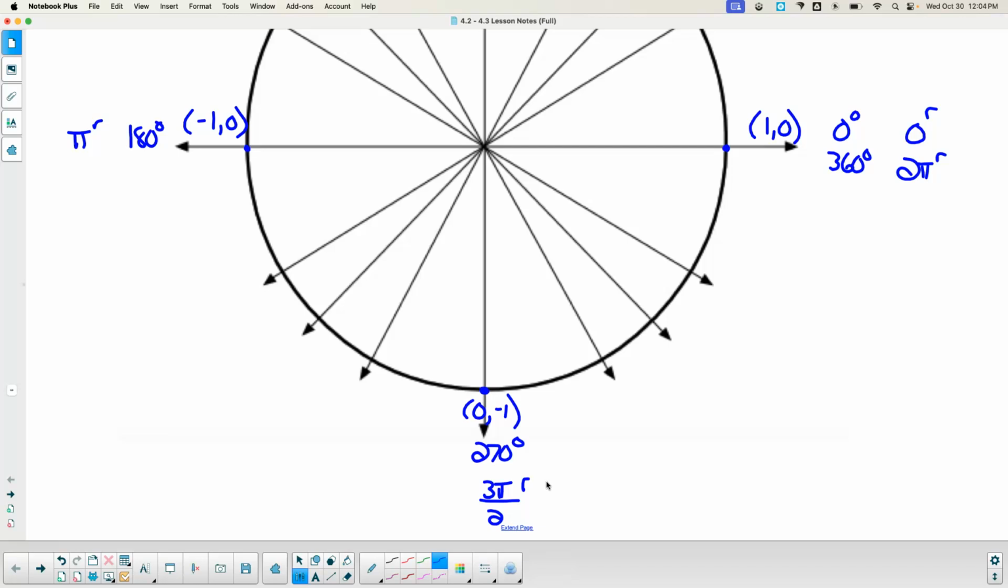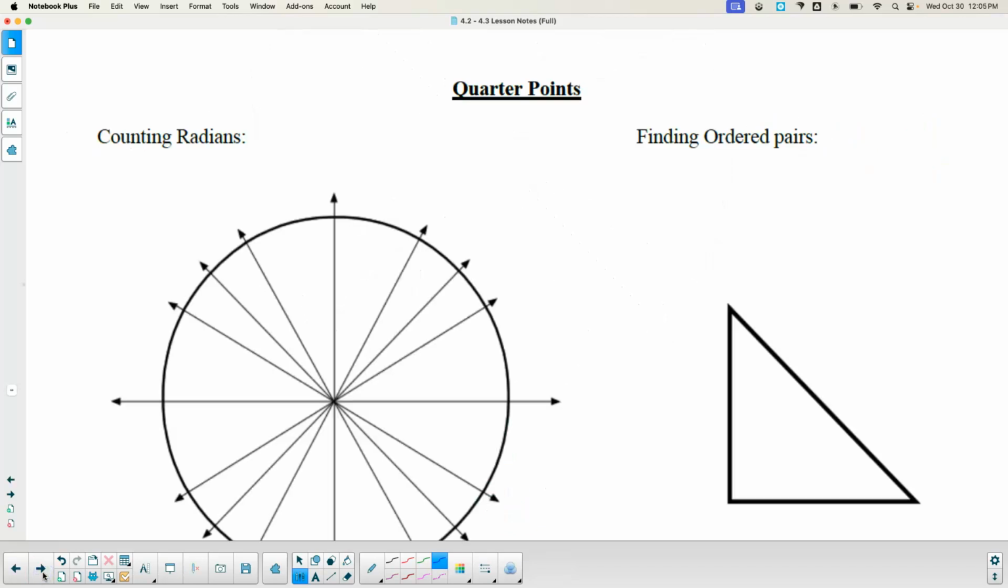Today, we're going to get the other 12 key points. Okay? So let's start with the quarters. Half of the half of the half: we took the whole thing and divided it in half to get our pi, or 180 degrees. Then we divided it in half again to get our pi over 2, or 90 degrees. I can divide that in half once again and get that one. So what's the degree measure going to be there? 45. That's going to be the 45 degree angle.